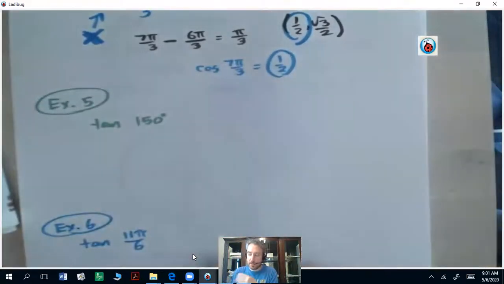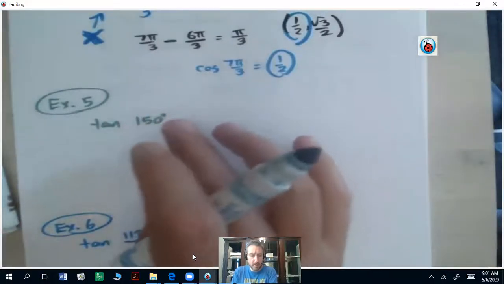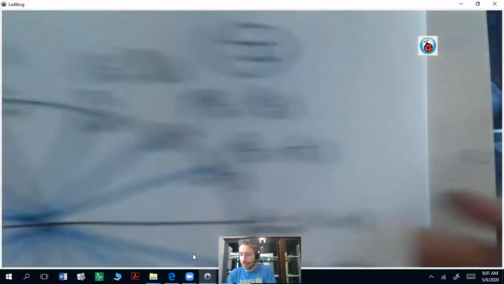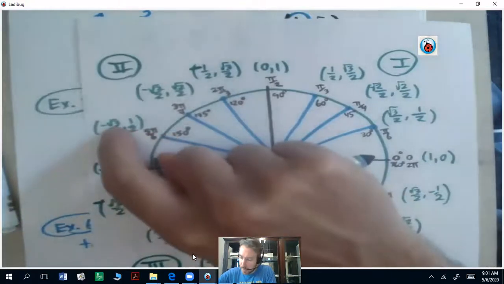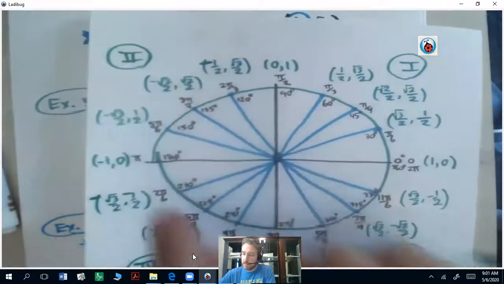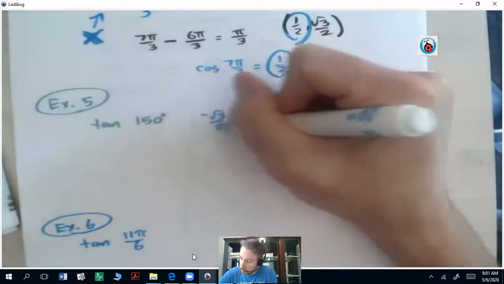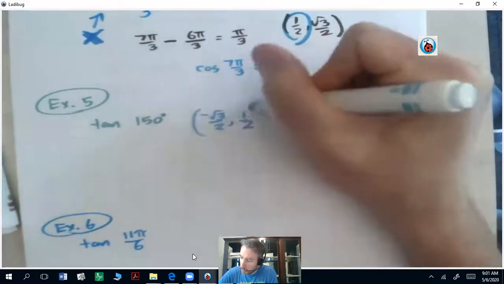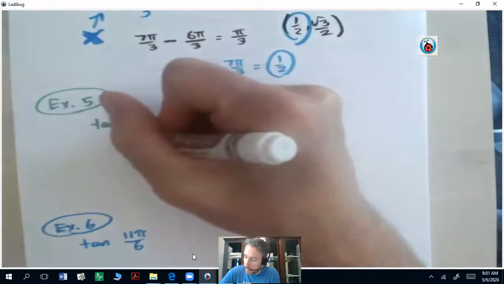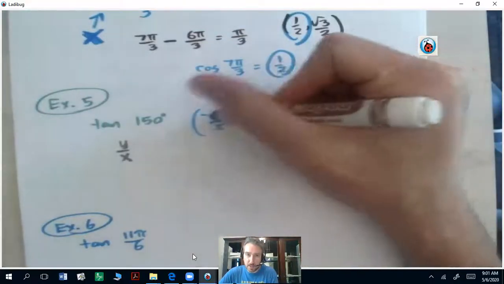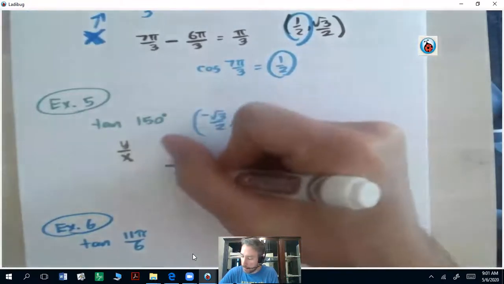These are tangents. These are going to be y divided by x. So tan of 150. Now I do have 150 on the unit circle. That is 5 pi over 6. That is negative square root of 3 over 2, comma 1/2. So I have my coordinate. Now tangent is going to require a little bit of reducing, because tangent is the y divided by the x. So I want to actually utilize both of these. I'm going to do 1/2 divided by the square root of 3 over 2.